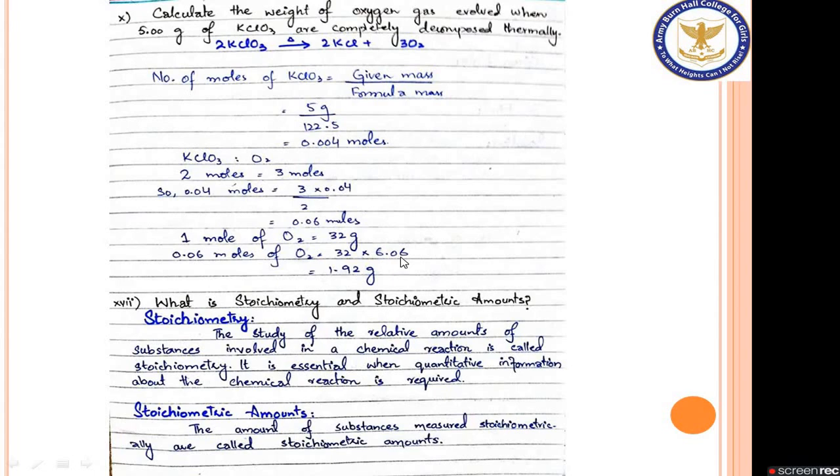There are some parts in question number 2, parts number 11, 12, 13, 14, 15, 16, that we have discussed in detail. We have discussed all these during the lectures. And the last one we have is, what is stoichiometry and stoichiometric amount. Also we have discussed this, that stoichiometry is the study of the relative amounts of different substances involved in a chemical reaction. And the stoichiometric amounts are the amounts of the substances measured stoichiometrically during a chemical reaction.